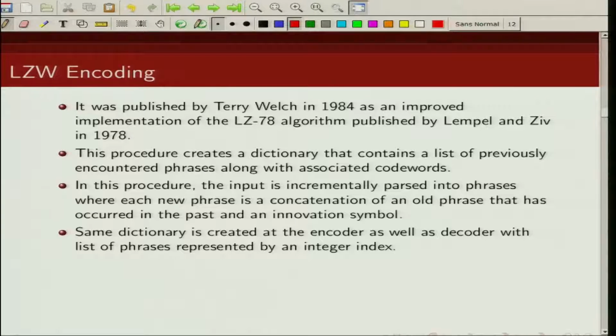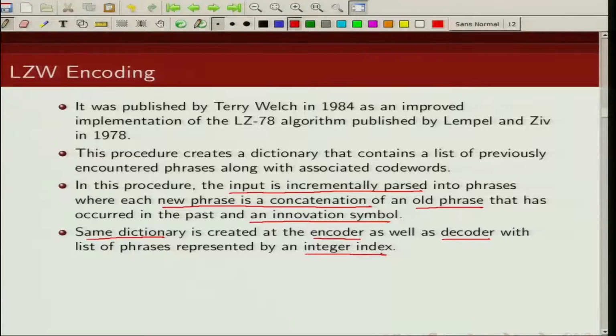As I said, in this method we are incrementally parsing the input into phrases where each new phrase is a concatenation of an old phrase that has already occurred in the past and is there in the dictionary, and a new symbol which we are calling an innovation symbol. The same dictionary is created at both the encoder as well as the decoder. And the list of these phrases in the dictionary is indexed by an integer index.